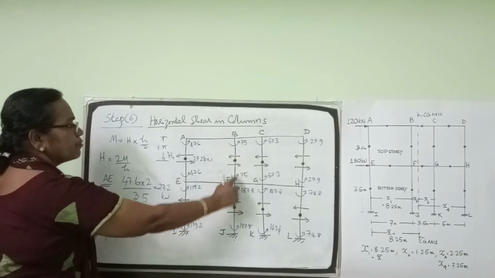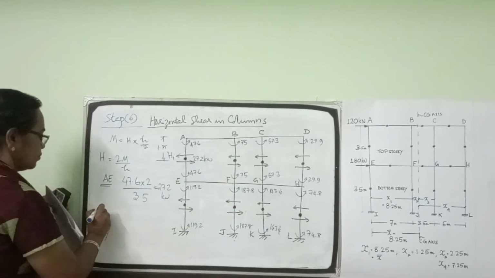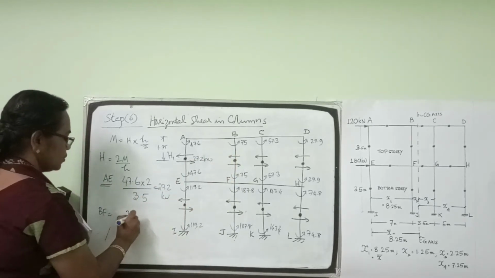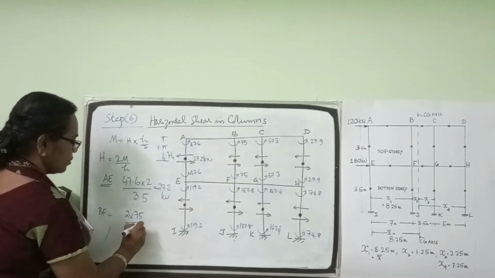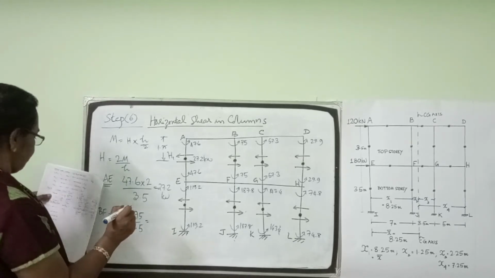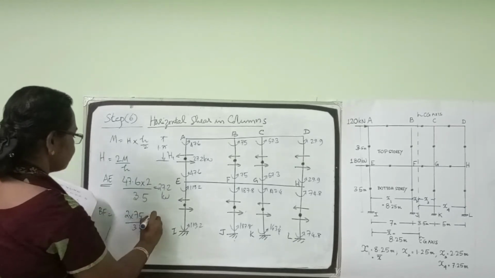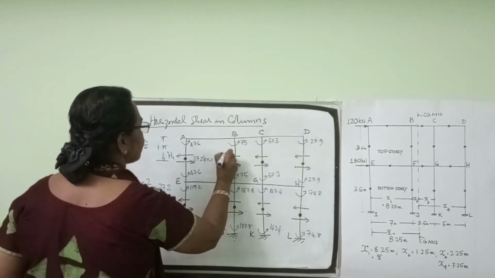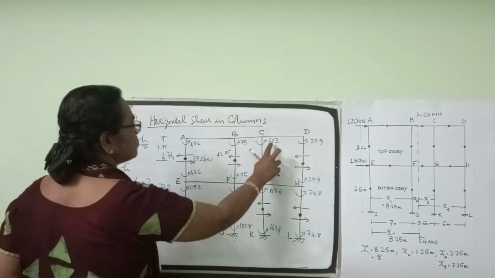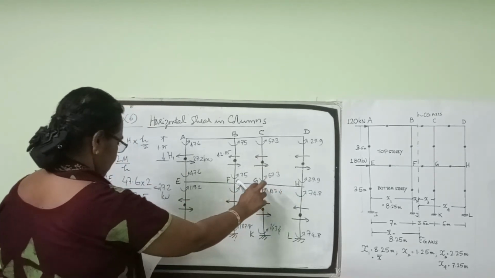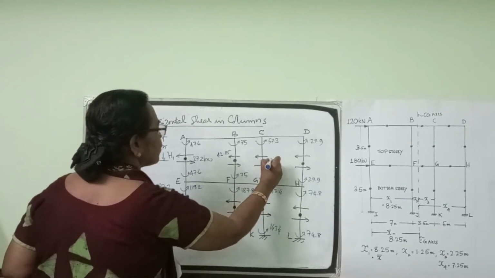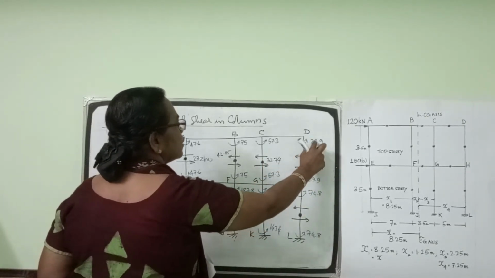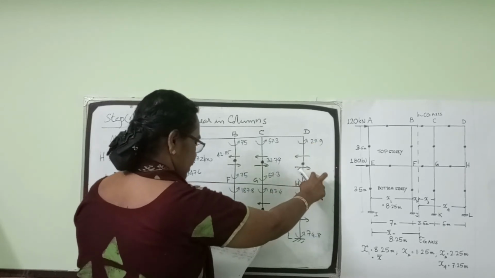Similarly, the shear force in column BF is 2M, M is 75, so 2 into 75 by the column height 3.5. It works out to 42.85. Similarly, this will be 57.3 into 2 divided by column height, which is 32.74. And the shear in DH will be 29.9 into 2 divided by 3.5, which is 17.08.